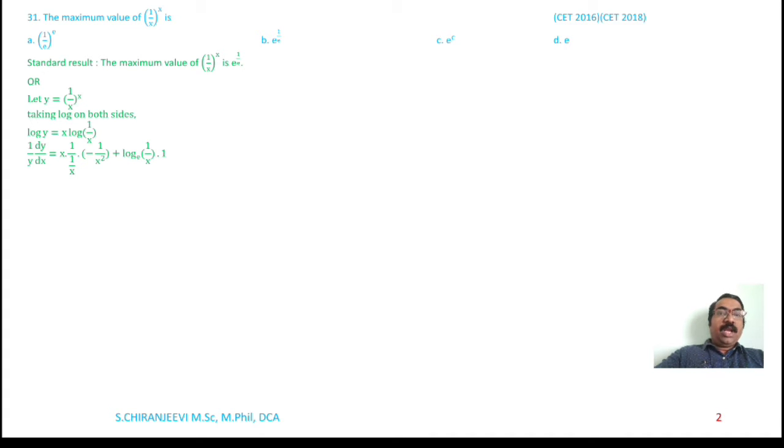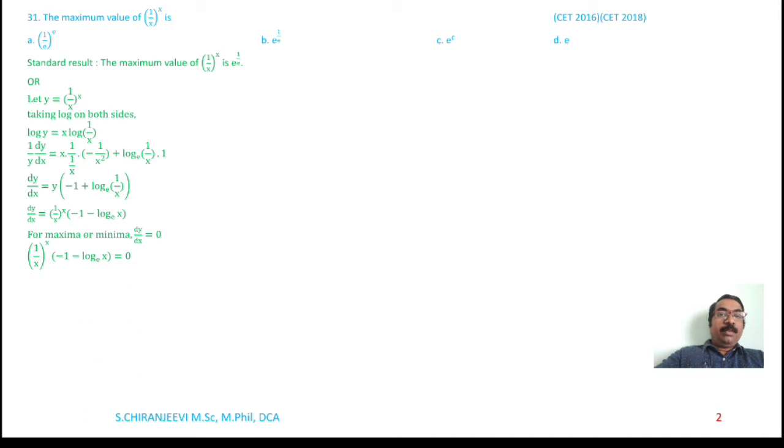Log 1/x will become 1/x into differentiation of 1/x, which is minus 1/x square, plus keeping log of 1/x as it is into differentiation of x, which is 1. So now dy/dx equal to y into, see here in the previous step, x into 1/x square will become 1/x and... x square and x square will cancel, so it will become minus 1 plus log of 1/x. So dy/dx equal to (1/x)^x of minus 1 minus log x. See here log 1/x can be taken as log x power minus 1, which can be taken as minus log x. For maxima or minima, dy/dx need to be equal to 0.